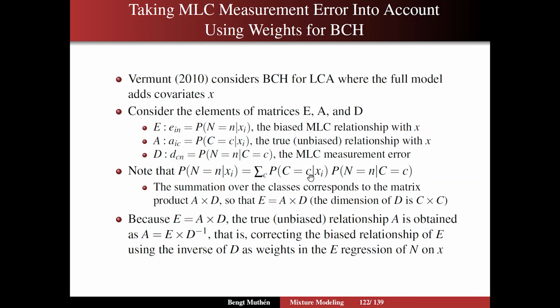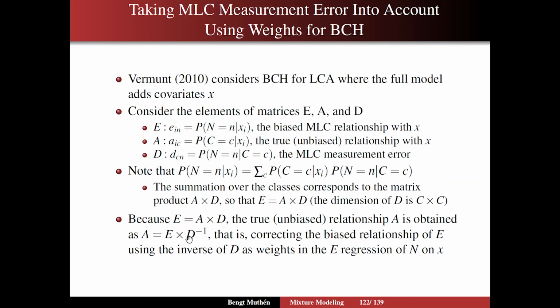And summing over that is actually then a matrix product, A times D. So the E matrix, the biased relationship, is equal to A, the true relationship, times the measurement error matrix. So we note that E is equal to A times D, and by matrix algebra you can multiply by D inverted on both sides, and you get that A, the true relationship, is equal to the biased relationship times the inverse of the measurement error matrix.